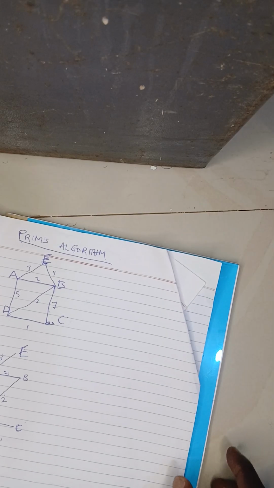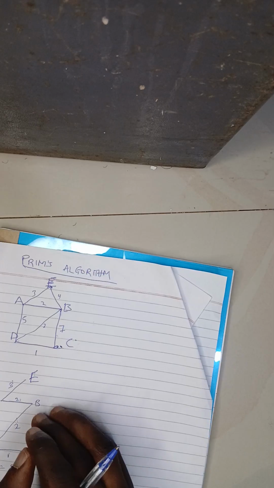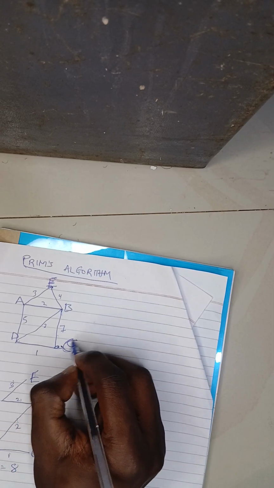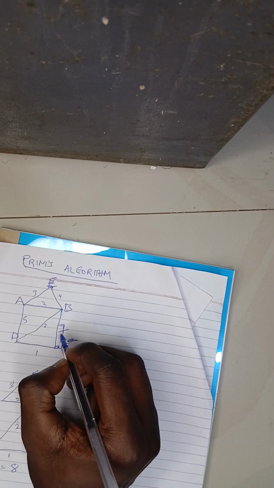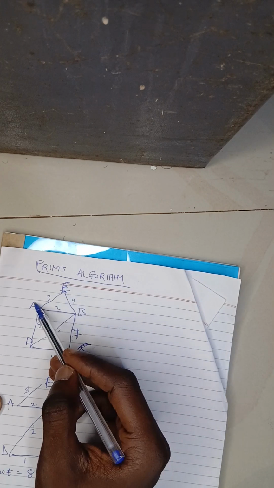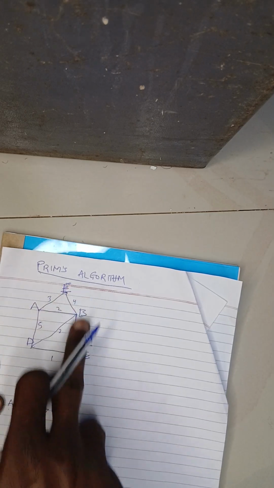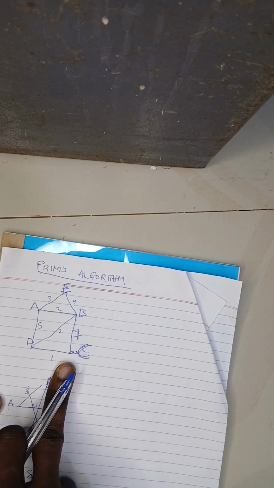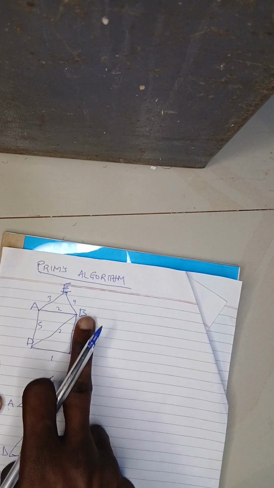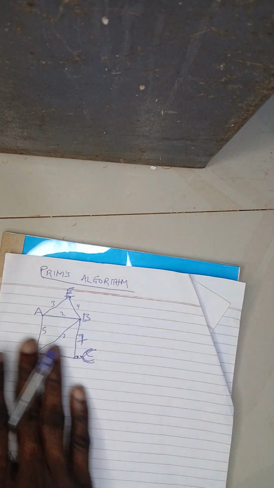Okay. Now, Prim's algorithm is stating that when you have this, before you can realize that you are done, number one, you have to have the number of vertices. So even if we have A, B, C, D, and E is not there, that means we are not done. So we have to have all the vertices.